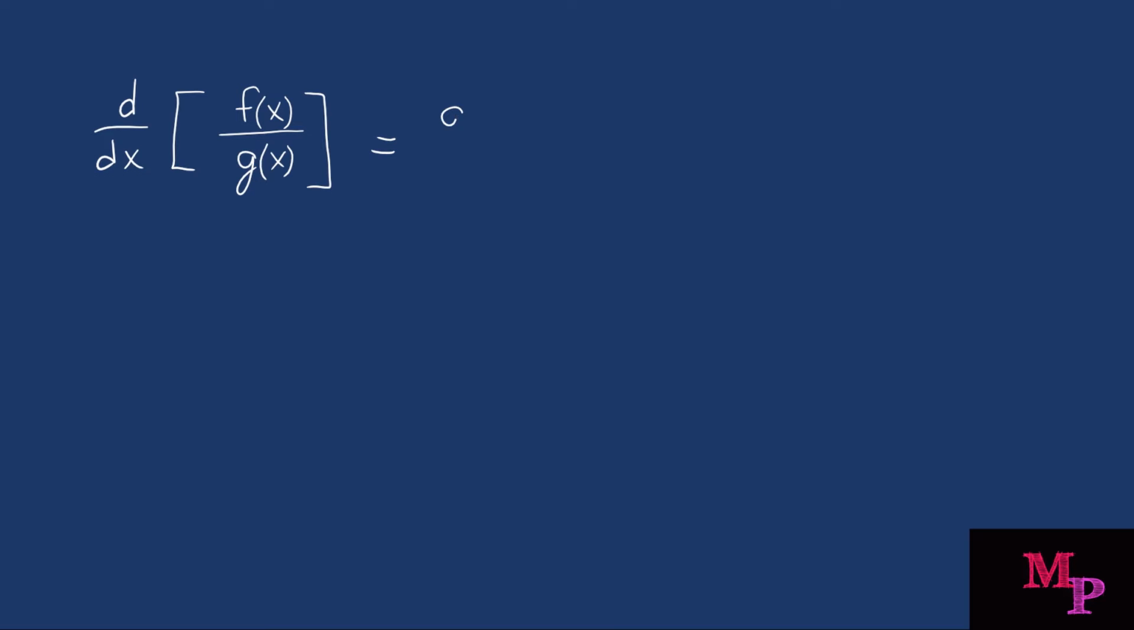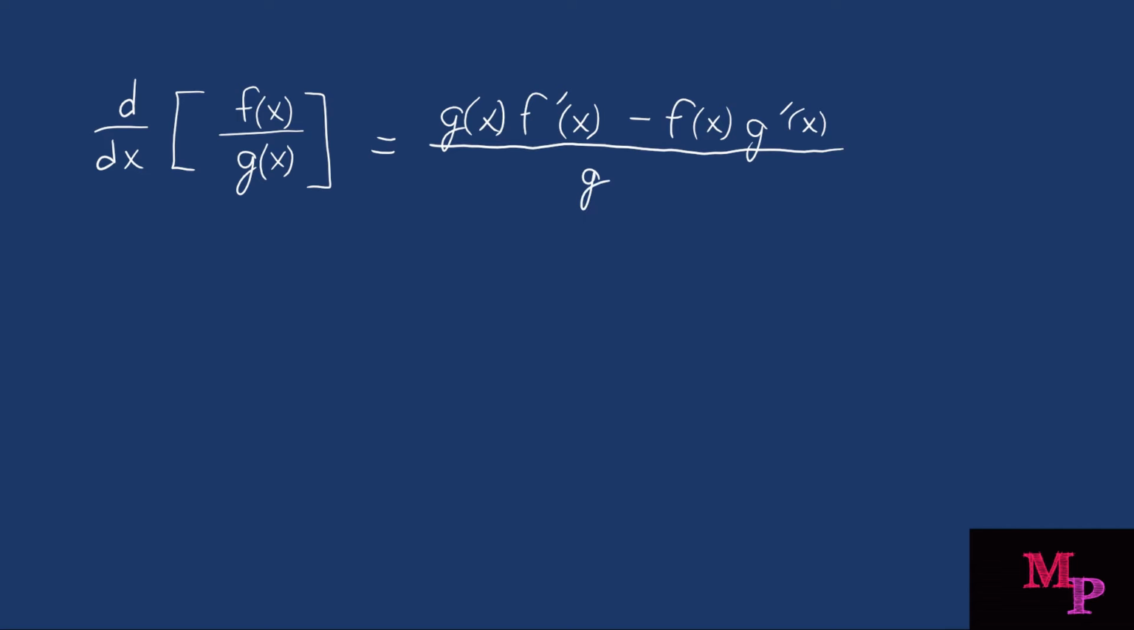take your denominator function, multiply it by the derivative of your numerator function, subtract it by your numerator function, and multiply it by the derivative of your denominator function. And we denote the numerator function as f of x and denominator function as g of x. And then you want to take this and put it all over the square of your denominator function. So this is the quotient rule.